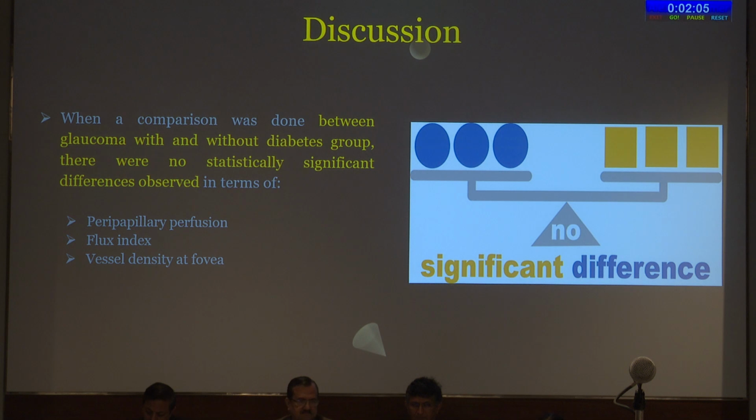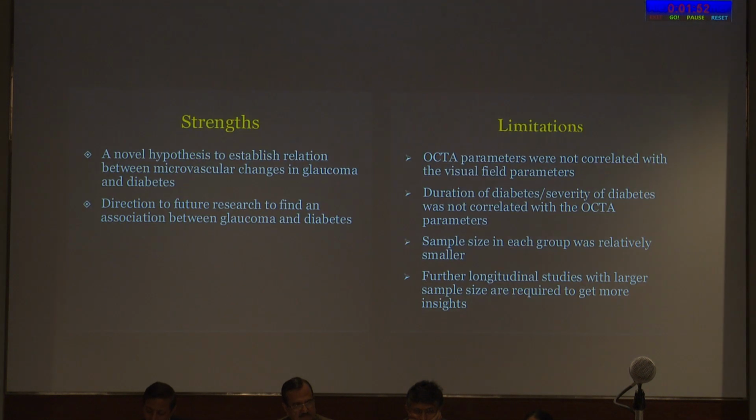When a comparison was done between glaucoma with and without diabetes groups, there were no statistically significant differences observed in terms of peripapillary perfusion, flux index, and vessel density at fovea. The strength of our study was that it is a novel hypothesis to establish relation between microvascular changes in glaucoma and diabetes. It can provide direction to future research to find an association between glaucoma and diabetes.